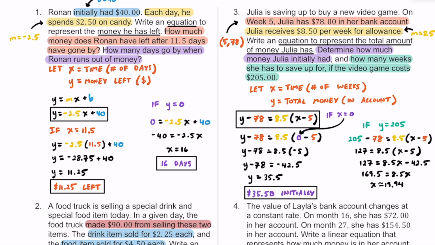So it's going to be approximate here. Now the question here is, should we round up or should we round down? Now, if we round down to just 19 weeks here, you're going to see that she's not going to have enough money for this $205. So it's basically saying this is close to 20 weeks, right?